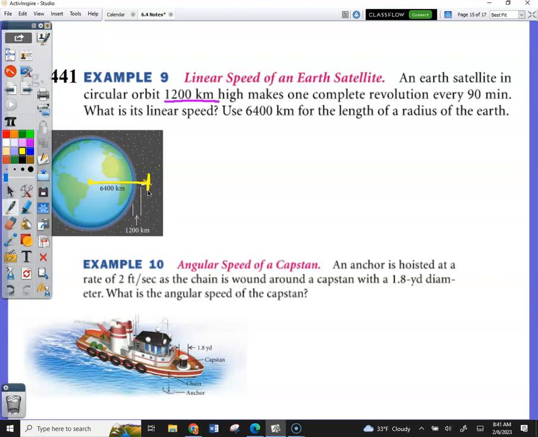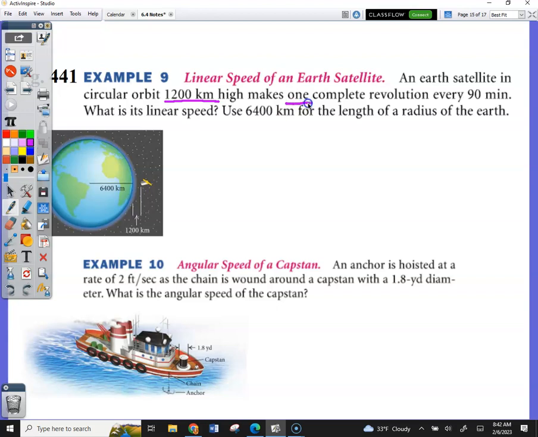Yeah, you would add those two together. Do you understand that? The 6,400 is describing the distance to the edge of the Earth. The 1,200 is describing from the Earth's surface to the satellite up in the sky. And it is in kilometers. All right. Earth's satellite, 1,200 kilometers high up in the sky.